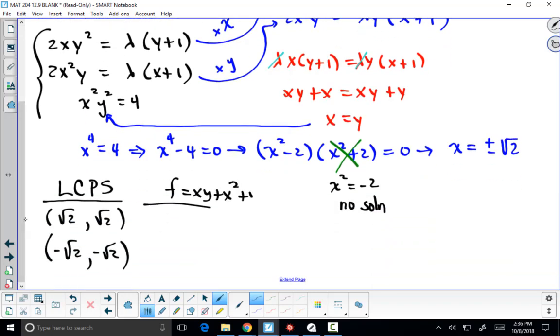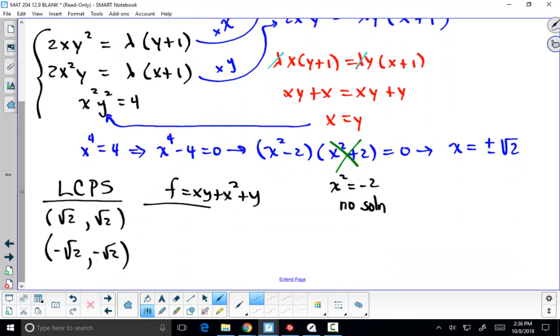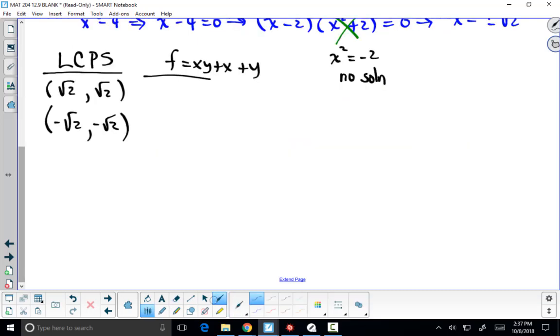So xy plus x plus y. Wait, I did not write that correctly, did I? Yes, xy plus x plus y. Okay, one extra factor of x gone. Okay, so then we just plug and chug into this to figure out the values. What do we get? 2 plus 2 root 2, and then we get 2 minus 2 root 2.